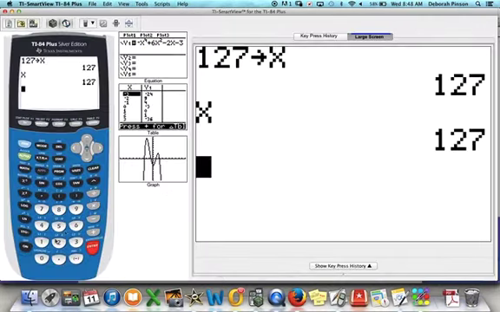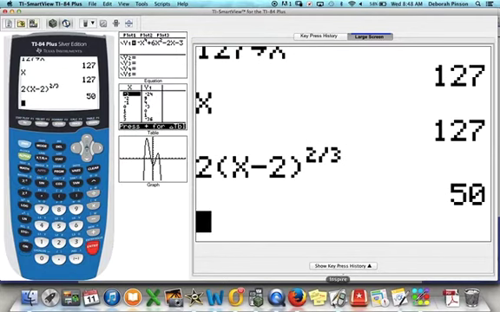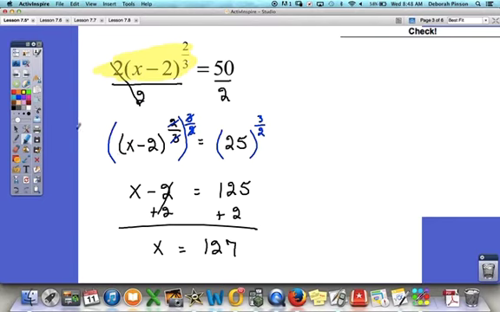All right, so I'm going to do that. So I have 2x minus 2 to the 2/3 power. And there's my 50. So I end up with 50 equals 50, which means this is a good answer.